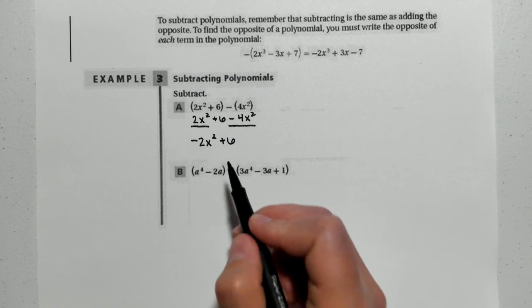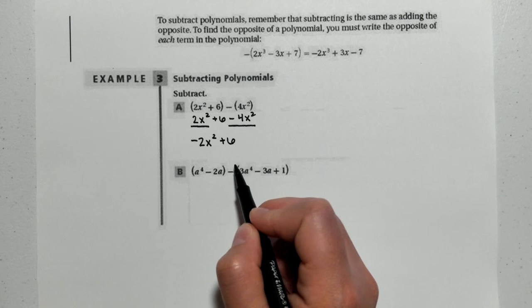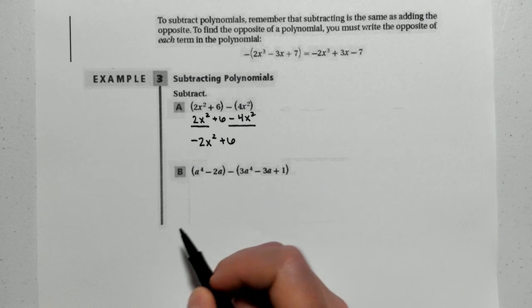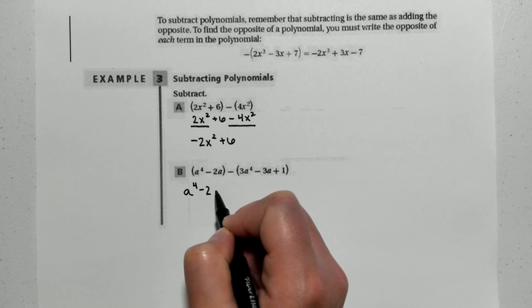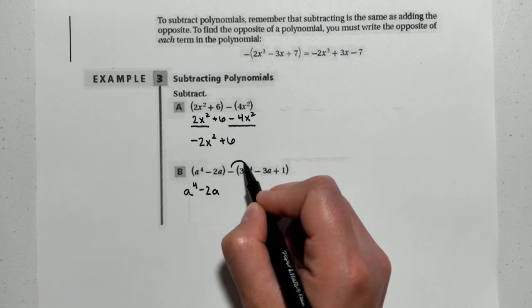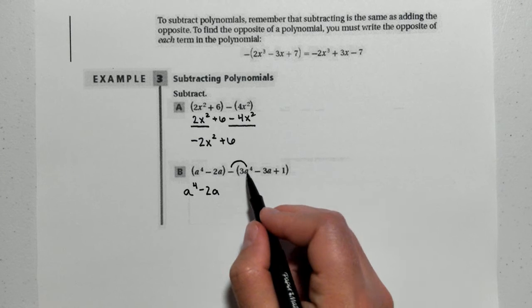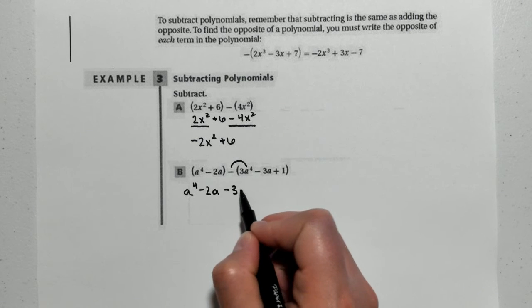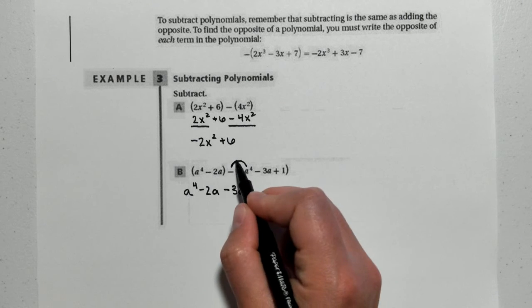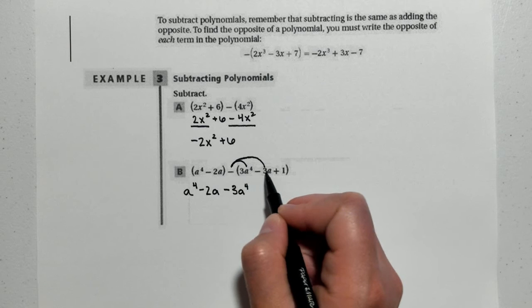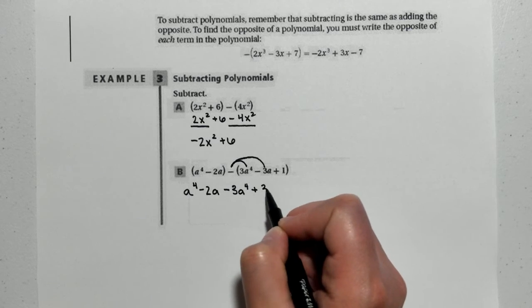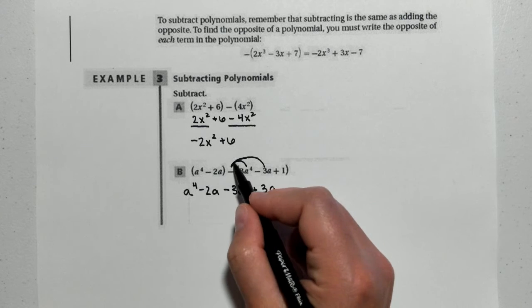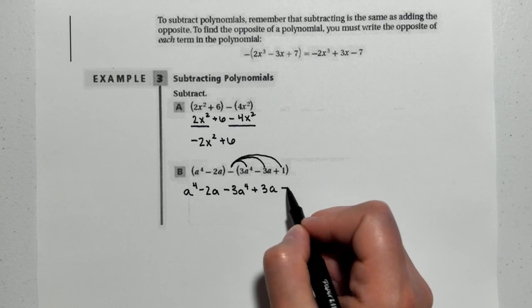So first I'm going to distribute this subtraction, or this negative sign, to each term. So first I'm still going to have a to the fourth minus 2a. I'm going to distribute this negative to 3a to the fourth, so minus 3a to the fourth. Distribute it to the second piece, minus 3a, or negative 3a. A negative times a negative will be a positive, so that's going to be plus 3a. And then to the 1, it's going to be minus 1.